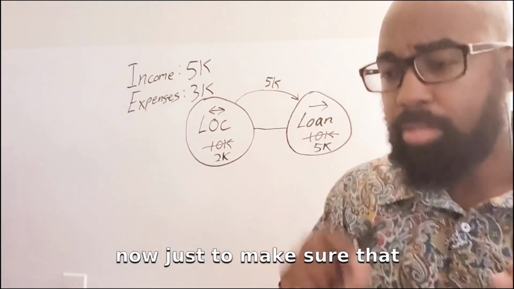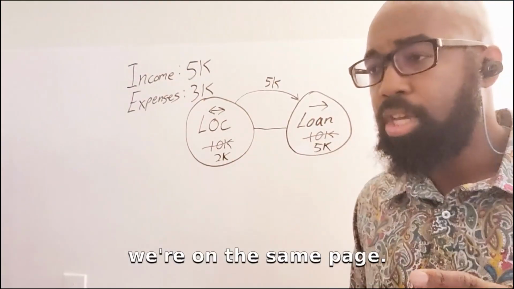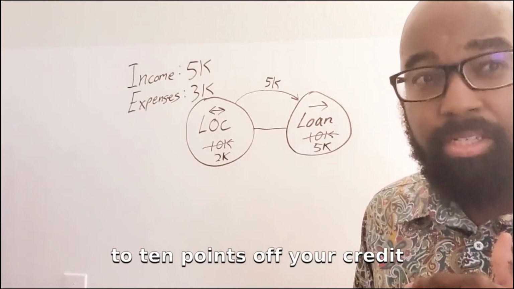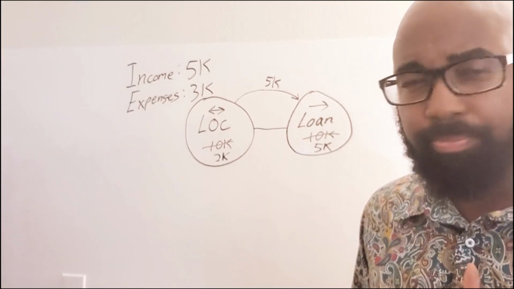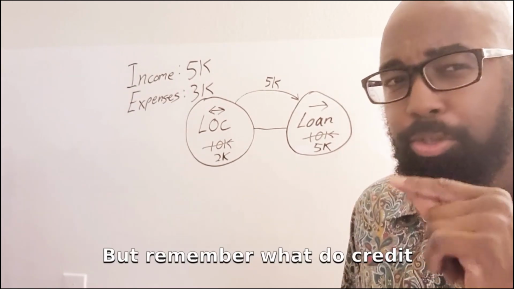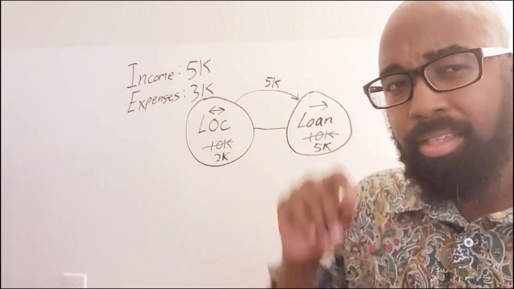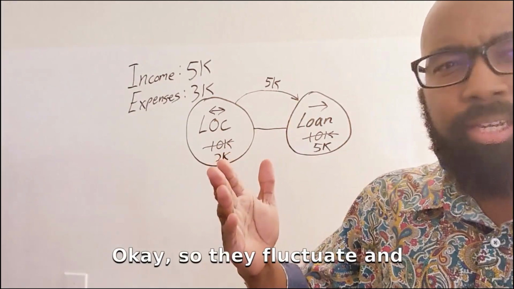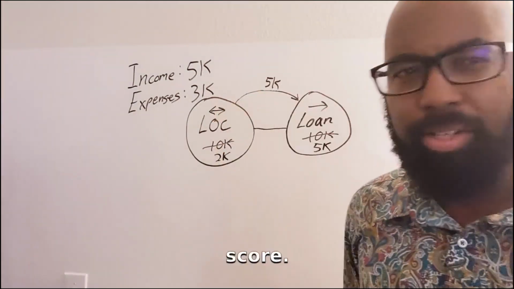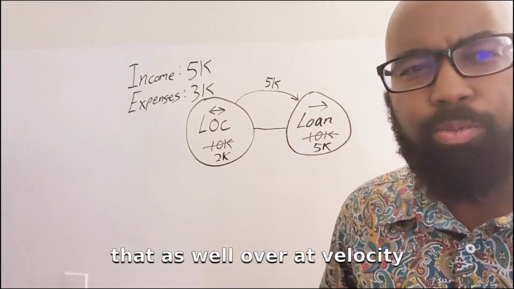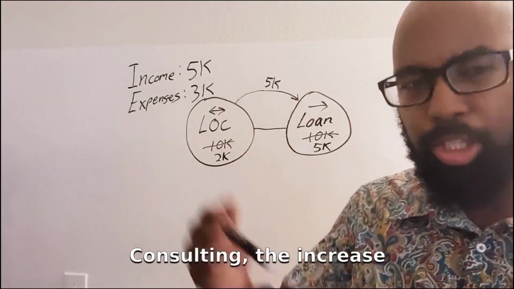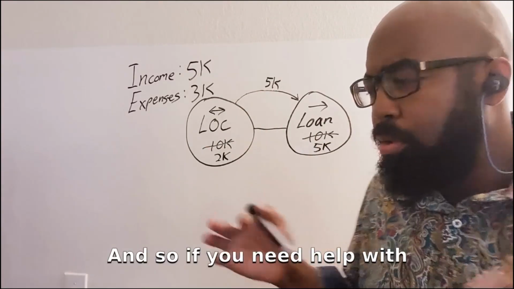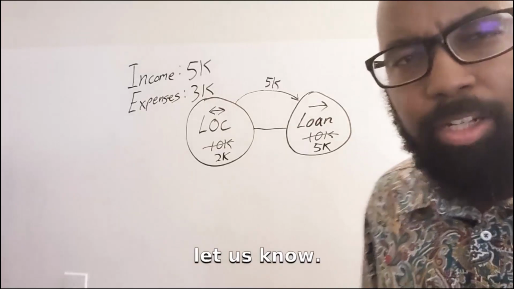Now, just to make sure that we're on the same page, if you do the credit utilization, it could be 5 to 10 points off your credit score. But remember, what do credit scores do? They go up and down, right? Okay, so they fluctuate, and you can better your credit score. Of course, we help you with that as well over at Velocity Consulting to increase your credit scores by focusing on the correct thing. And so if you need help with that, let us know.